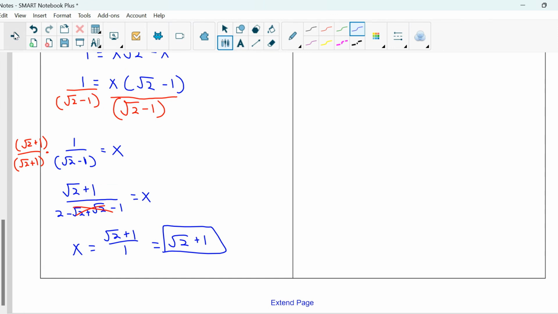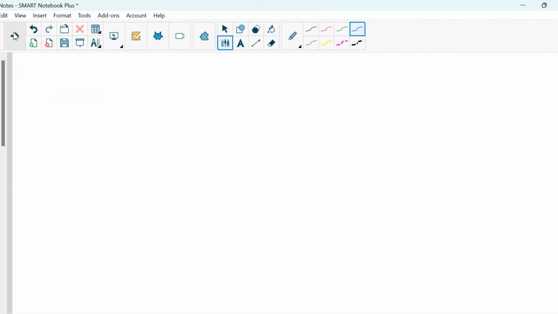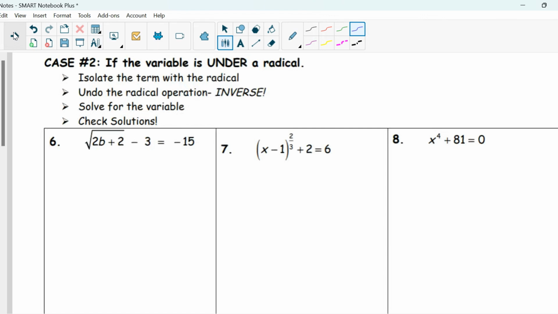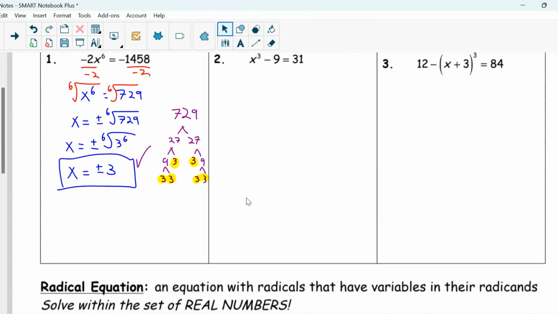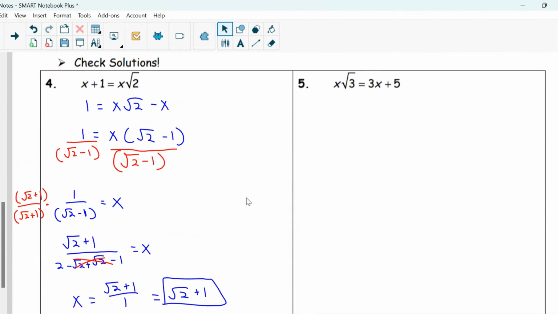The second situation that you guys are going to see is if the variable is under the radical. So if the variable is under the radical, you want to isolate the radical, then use an inverse to undo the radical operation, and then finally solve for the variable and check your solutions. Okay, and we really did forget to check our solutions in this first part. Let's go ahead and do that quick.